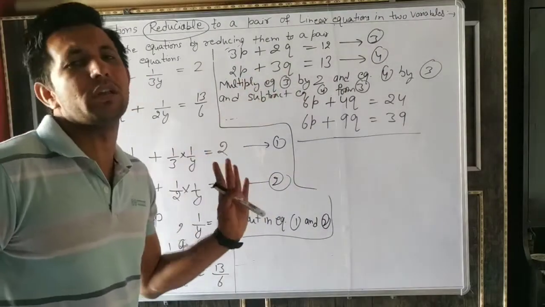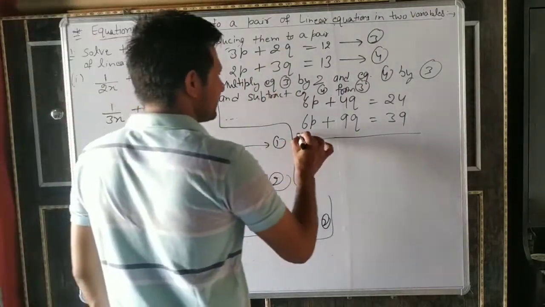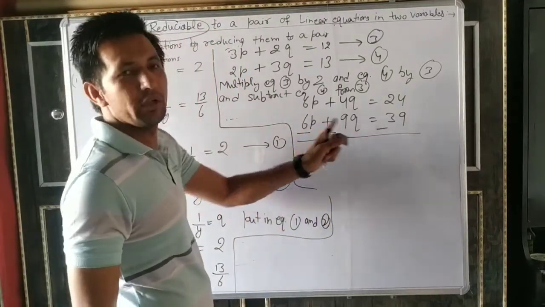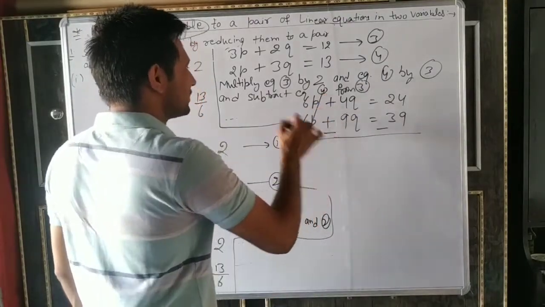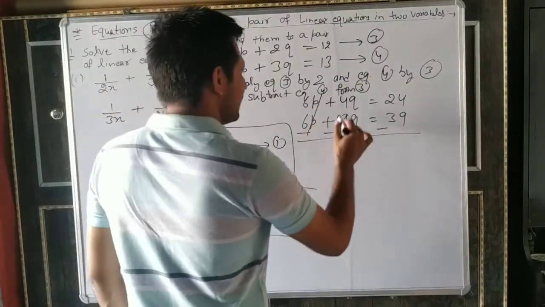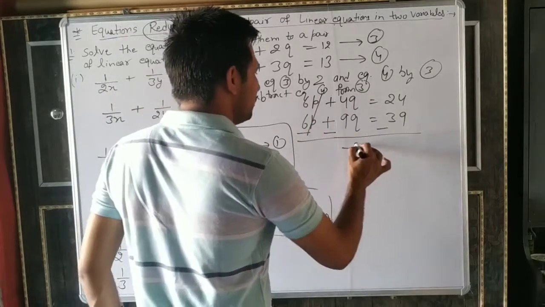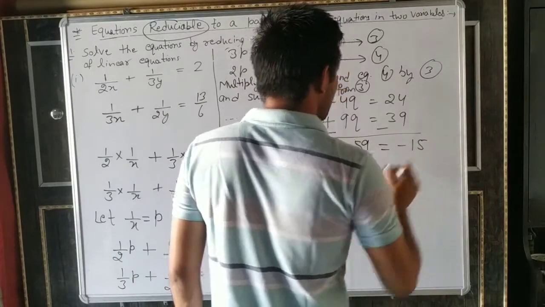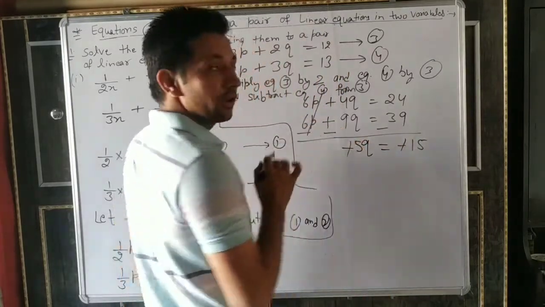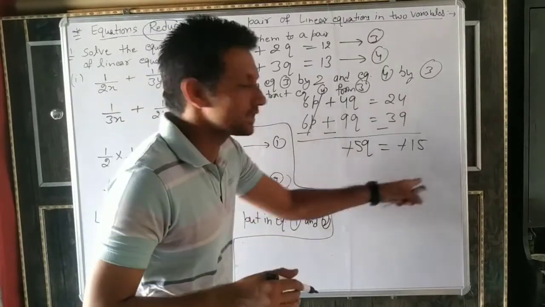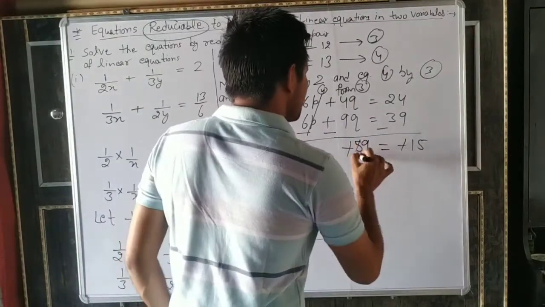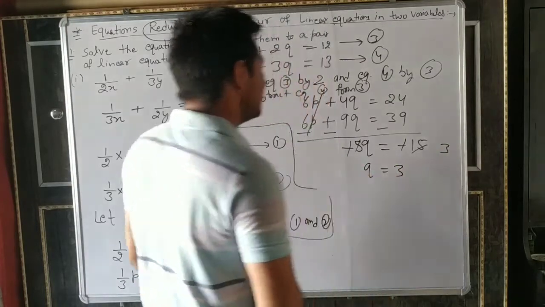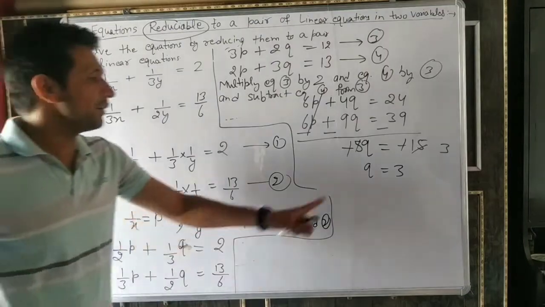Otherwise you can write one more step. Okay, so now subtract. It is minus, minus, minus. Positive becomes negative, negative becomes positive, but here all are positive. So 6p minus 6p is 0. And 4q minus 9q is minus 5q, and the right side is minus 15. Negative negative is positive, and 5 is multiplied, so on the other side divide. So 15 divided by 5. So q equal to 3. We have already found q equal to 3.